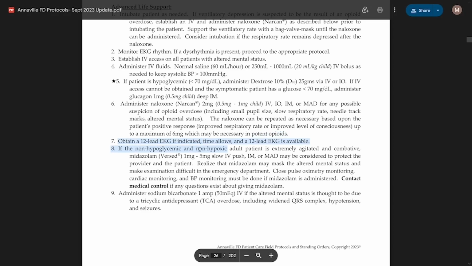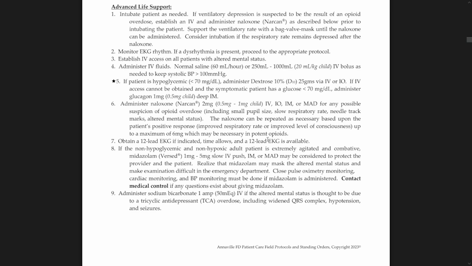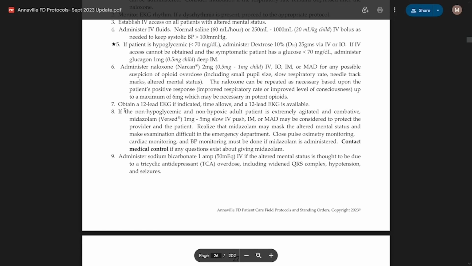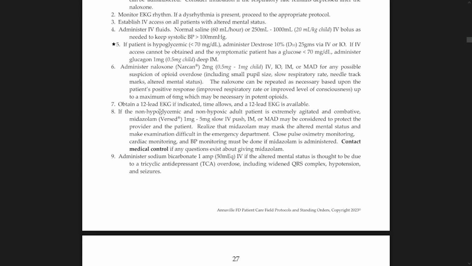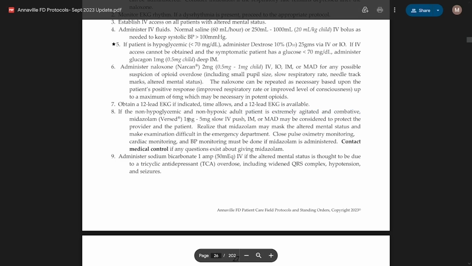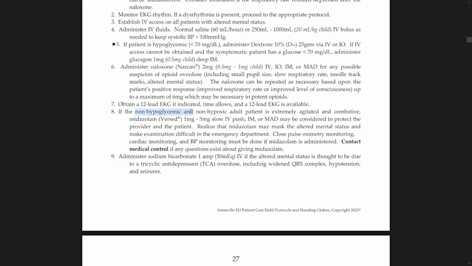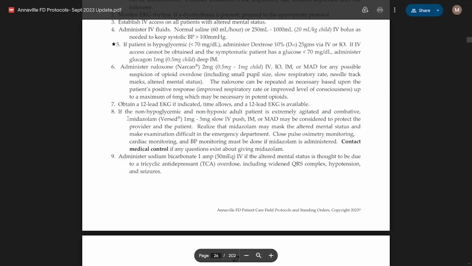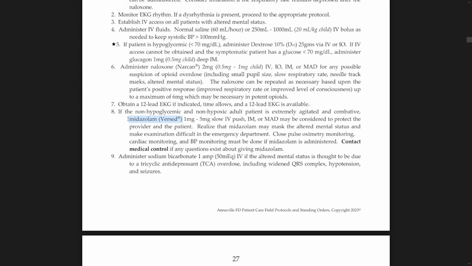Obtain a 12 lead, and if indicated, get a 12 lead multiple times during this call. If the patient is not hypoglycemic and non-hypoxic, adult patients can potentially be extremely agitated and combative. If this is the case, we can consider administering Versed or midazolam 1 milligram to 5 milligrams with a slow IV push, or intramuscularly, or with a mucosal atomizer device. This can be used to protect the provider and the patient.